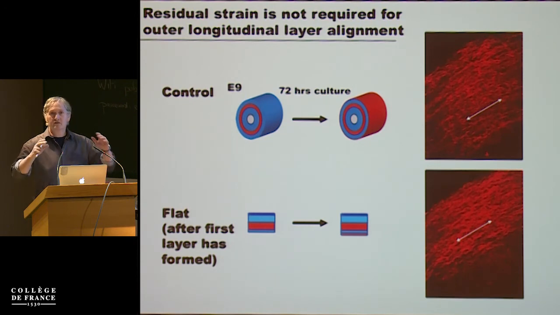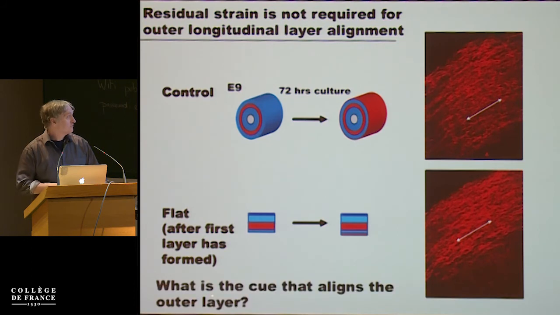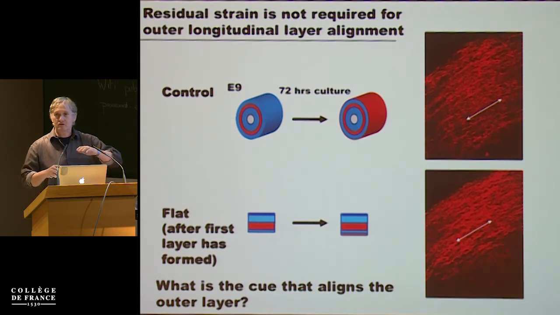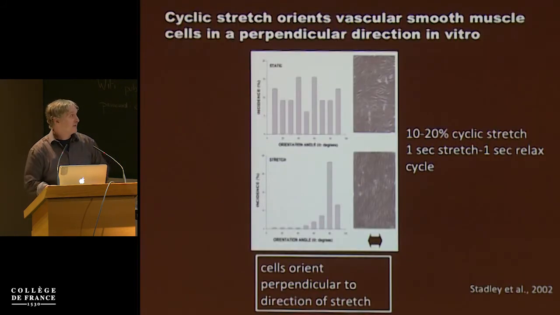So you've got that first layer that's circumferential because it's being pushed outward. You've got constant strain. What's making the second layer form perpendicularly? What's the cue? And for that, we went back to the tissue engineers, because they have other data that's well established in the literature. If you do that same experiment, you plate the cells on a rubber sheet, vascular smooth muscle or fibroblasts, and you don't just stretch them, you stretch them cyclically. Stretch, relax, stretch, relax. You do that, and they orient perpendicular to the stretch.